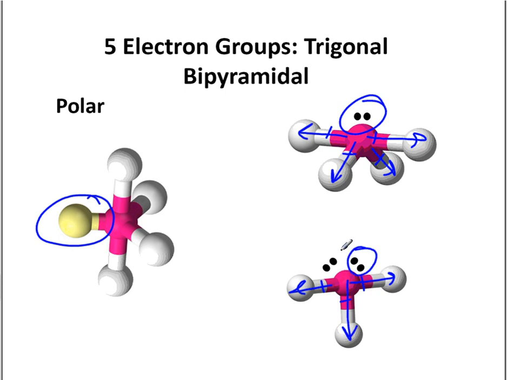And what about these lone pairs? There's nothing to counterbalance them or make that molecule symmetrical in terms of the electron distribution. So it's going to end up being polar as well.